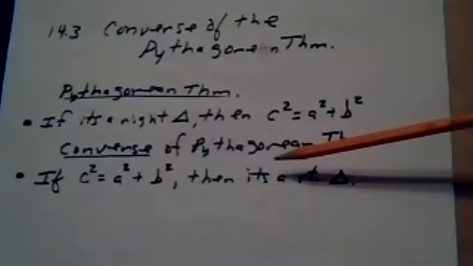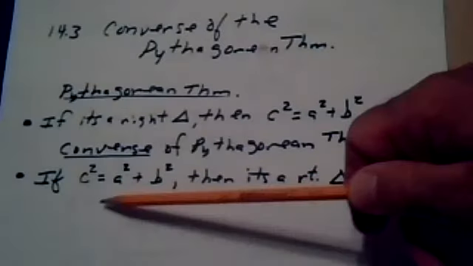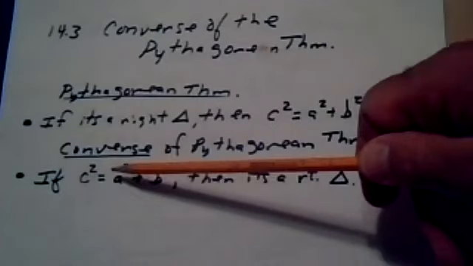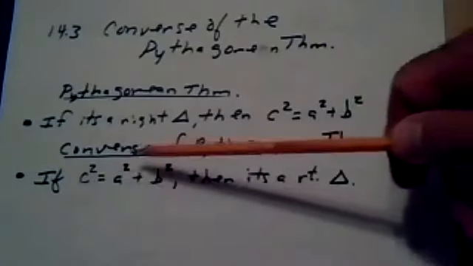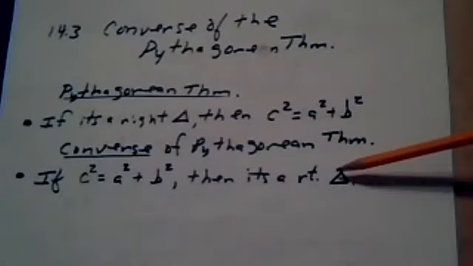So if you could show that the three sides, after you square them and put them into this relationship, give you an equal sign, then you're dealing with the sides of a right triangle.